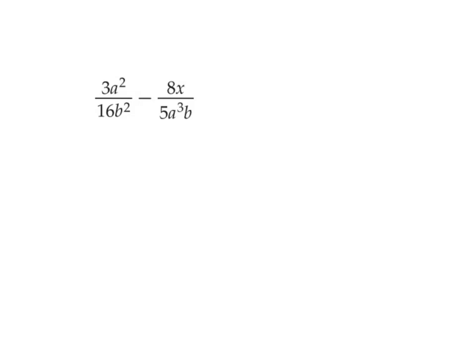As you're working through this, kind of keep this idea in mind. The least common denominator is the smallest number that all the denominators will go evenly into. The smallest number that all of the denominators will go into evenly. So, your common denominator should have been 80 a to the third b squared. How many have that? Okay?